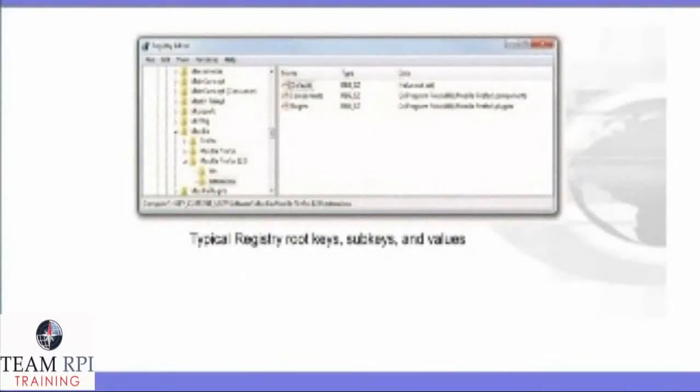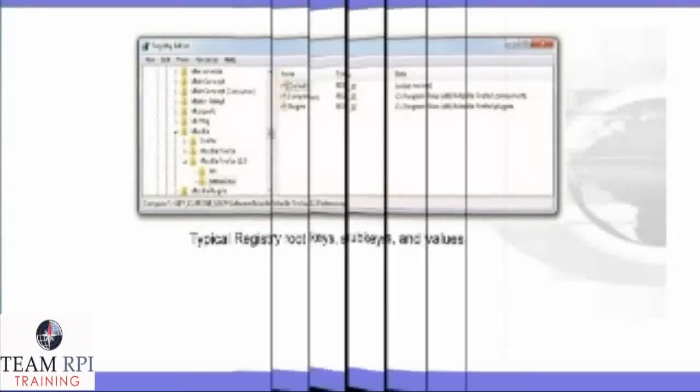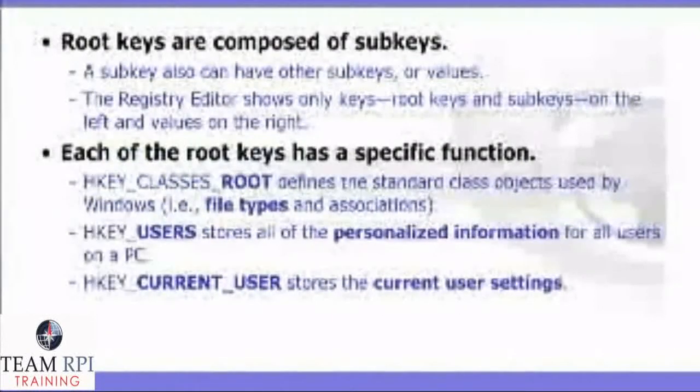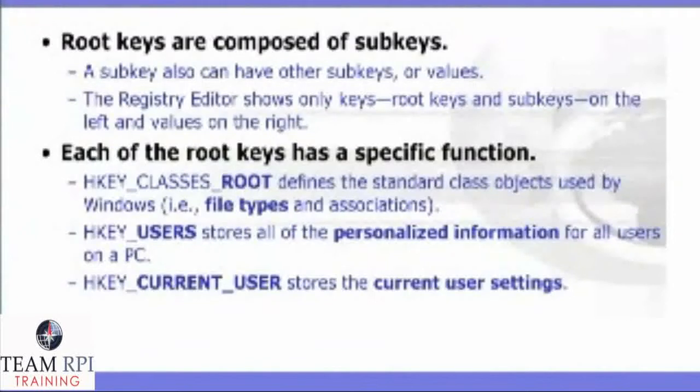Here's a look at typical registry root keys, subkeys, and values. Root keys are composed of subkeys. A subkey also can have other subkeys or values. The registry editor shows only keys, root keys, and subkeys. Each of the root keys has a specific function.